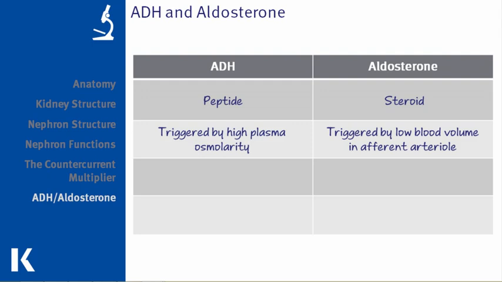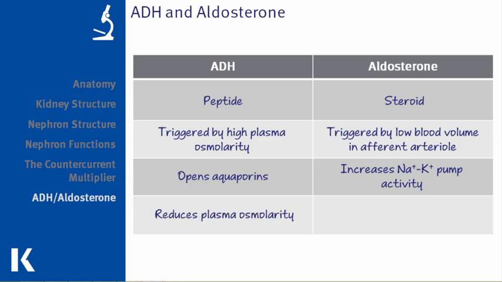ADH opens aquaporins in the collecting duct. Aldosterone increases sodium-potassium pump activity. So overall, the net effect for ADH is it reduces plasma osmolarity. It waters down your blood by absorbing only water. Aldosterone elevates your total blood volume by absorbing salt, and then the water follows salt. So the concentration doesn't really change in your blood for aldosterone, but it will for ADH.